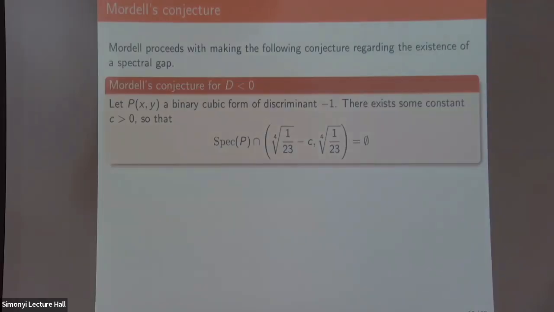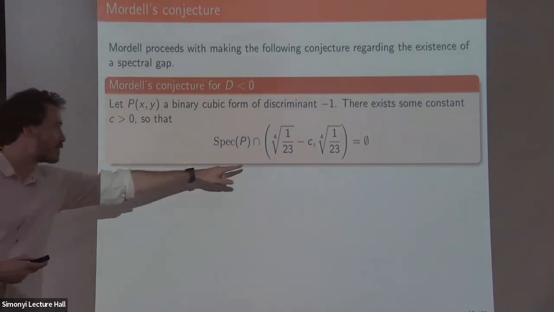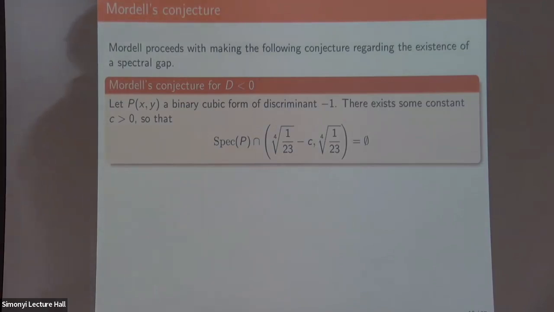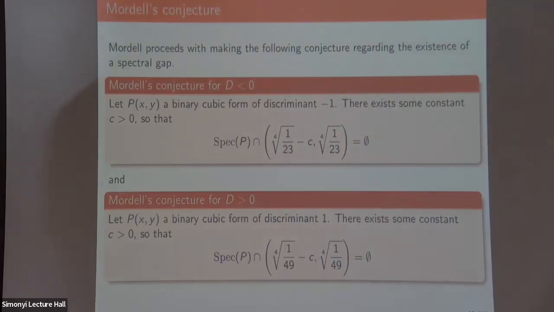And he proceeded making the following conjectures. He said that just like the Markoff spectrum, we should have a spectral gap. If this infimum is not exactly 4th root of 1 over 23, it should jump down. Actually, he made a more precise conjecture. He exactly said the number here should be the second largest discriminant of a number field. And he made the corresponding conjecture for positive discriminant as well.